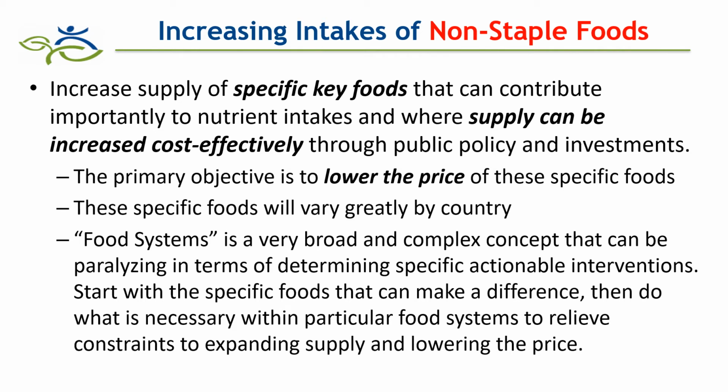I find food systems to be a very broad and complex concept that can be paralyzing in terms of determining specific actionable interventions. My advice is to start with the specific foods that can make a difference and then do what is necessary within particular food systems to relieve constraints to expanding supply and lowering the price.